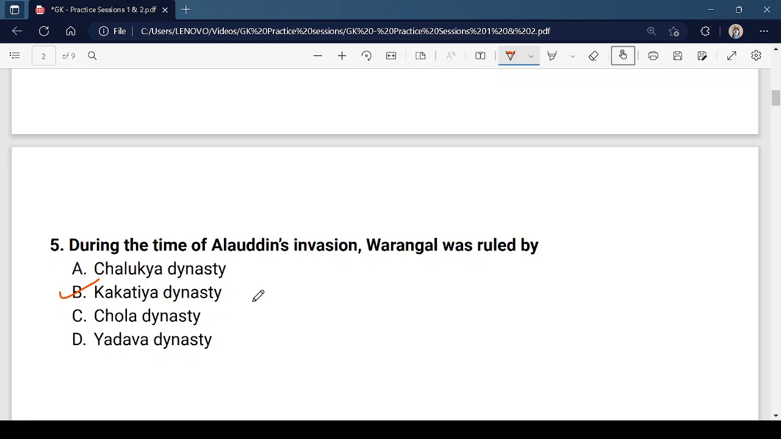Alauddin Khilji sent an expedition. He sent Malik Kafur, his most trusted general, to capture Warangal, and at that time it was ruled by the Kakatiya dynasty. Especially Rudradeva was the ruler there. When Alauddin Khilji sent Malik Kafur to southern India, especially to Warangal, Malik Kafur defeated them, and Rudradeva, who was ruling at that time, surrendered to Malik Kafur.